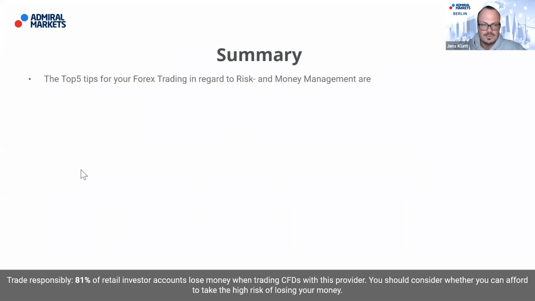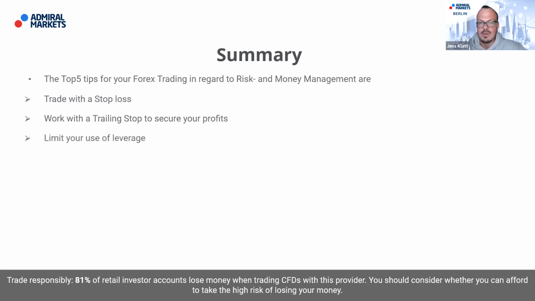First of all, we pointed out the top 5 tips for Forex trading in regards to risk and money management. And they were: trade with a stop loss, which should go without saying, but also actively trade, which means, for example, secure profits by working with a trailing stop. In fact, limit your use of leverage. I gave you a rule of thumb of 10 to 1. If your overall market exposure exceeds 10 to 1, then you should become very careful, probably reduce your overall market exposure. Have realistic profit expectations, especially. And also diversify your Forex portfolio.